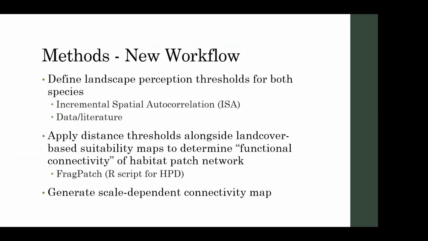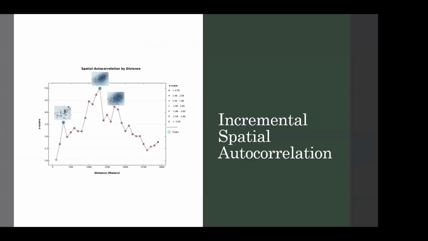So you have to define the landscape perception thresholds for both species using incremental spatial autocorrelation and assessment of data and literature. You apply the distance thresholds alongside land cover-based suitability maps to determine the functional connectivity of the patch network and generate a scale-dependent connectivity map.